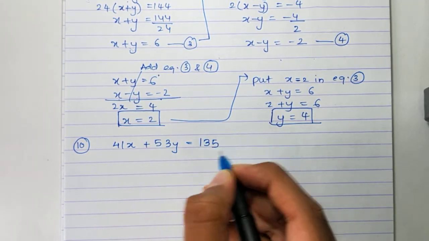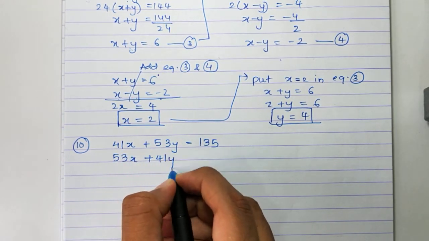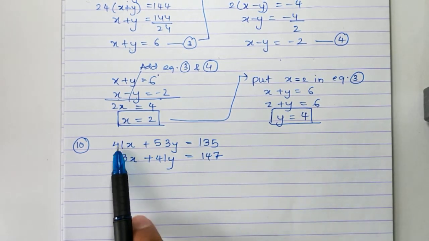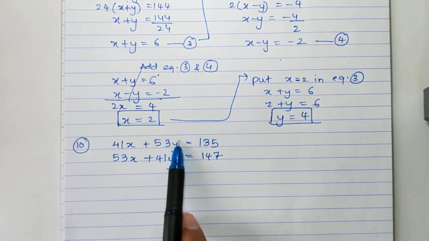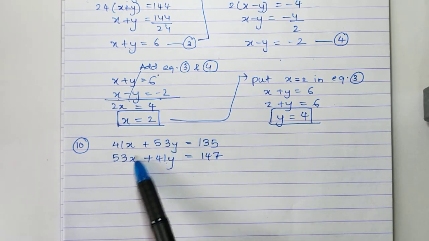Now, this next sum is of the same type and we will solve it with the same steps. So you can see 41x, 53y, 53x, 41y. So these two are the same and these two are the same.